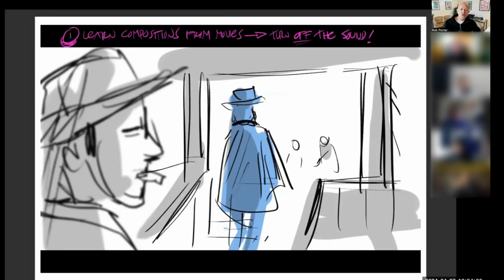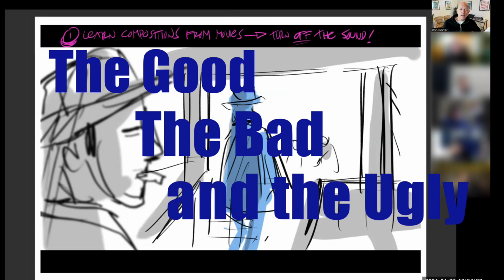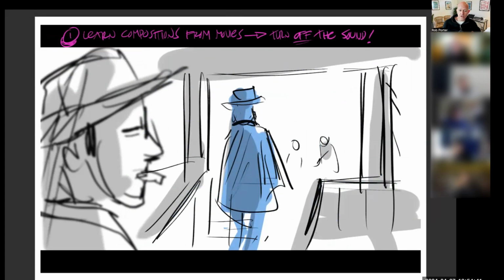Learn compositions from movies. We did this last week when we looked at a couple of Clint Eastwood movies, or actually we looked at one, which was The Good, the Bad, and the Ugly. And remember to turn off the sound. This is a mistake I've made, a fatal flaw.